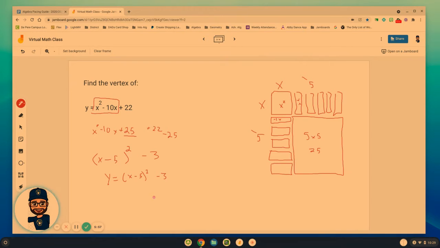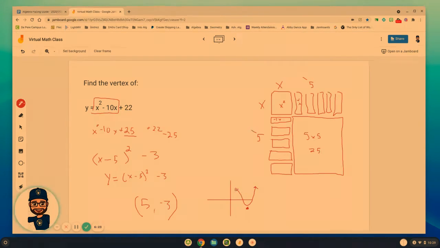Now we should be able to tell the vertex. The opposite of what's in there, so 5, and then whatever's out there is my y value. The vertex is 5, negative 3. So if we just did a really quick graph, 5 to the right, negative 3 down, this parabola is going to open up because the a value is positive.